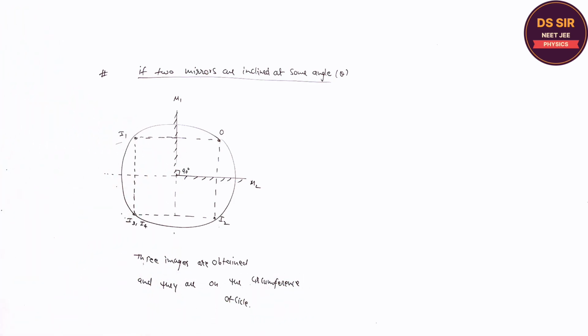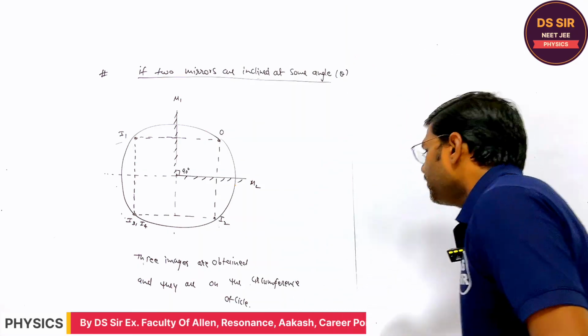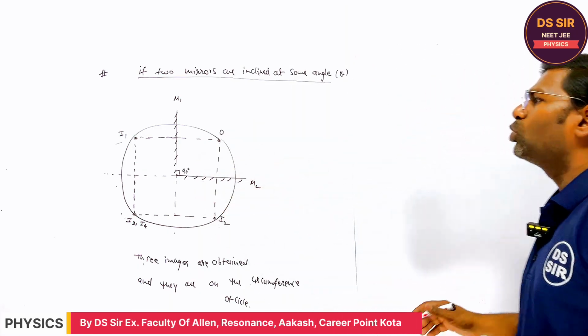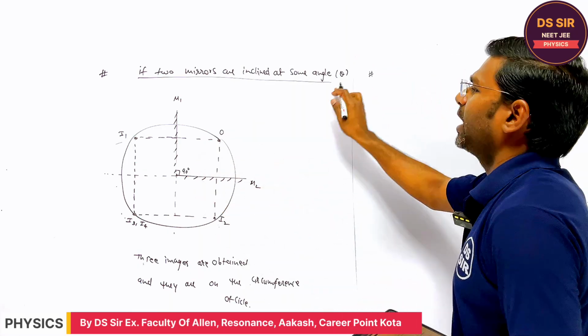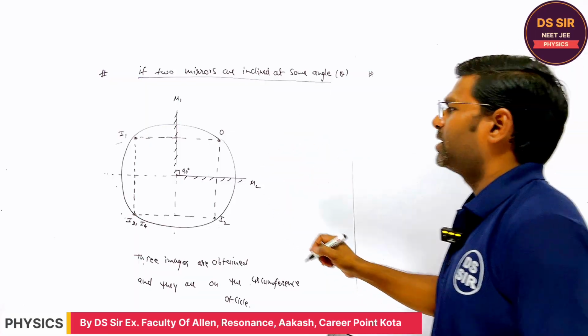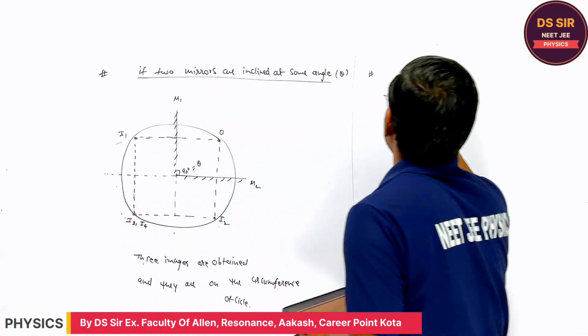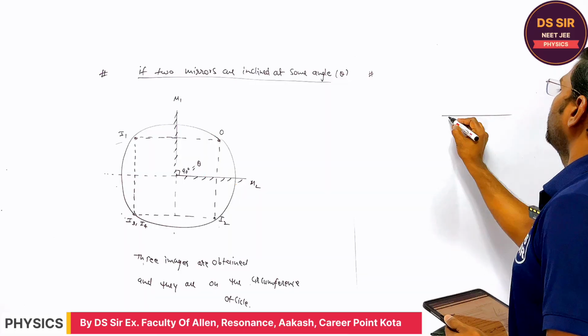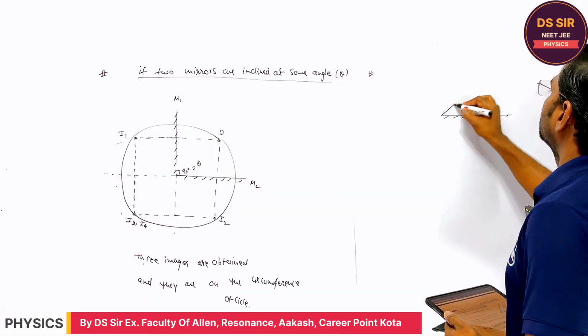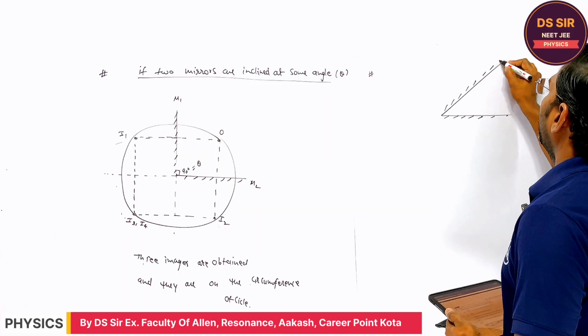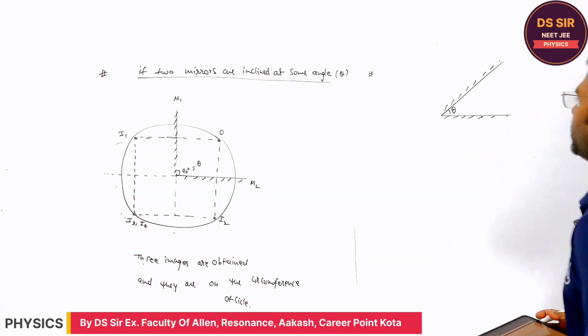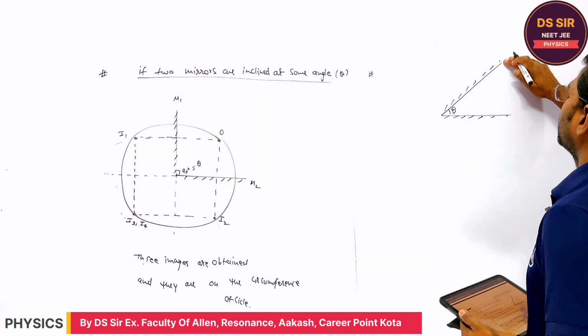First copy this, then I will explain. Listen one thing. If the angle between the two mirrors is other than 90 degrees. This is the special case where theta is taken as 90 degrees. For example, if this is one mirror and this is another mirror, and the angle between them is, say, theta, right, like this.